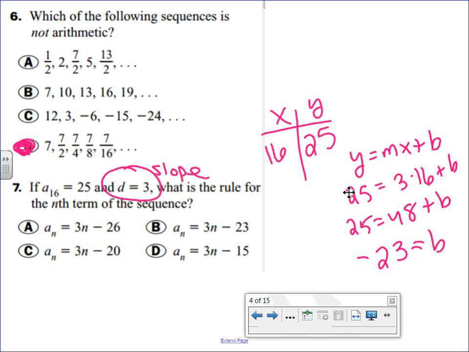Is it negative 23? Yeah. So B, just checking them right. Yep, B.